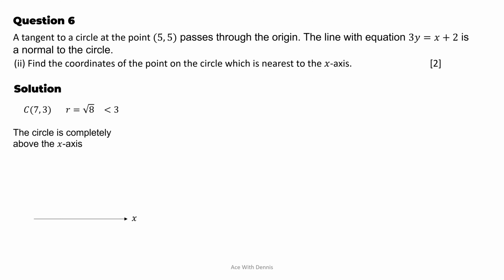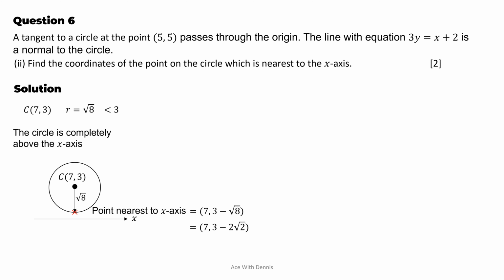We can sketch the graph to see the whole picture clearer. So this is the x-axis, and this is the circle with the center C at the coordinates of (7, 3). And this is the radius, which is square root 8. So this point is the point which is nearest to the x-axis. It is the lowest point of the circle. And from this diagram, we can see that the coordinates of this point is (7, 3 minus square root 8), which is (7, 3 minus 2√2).